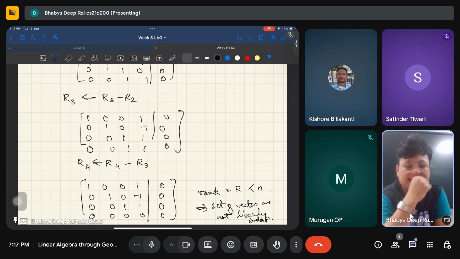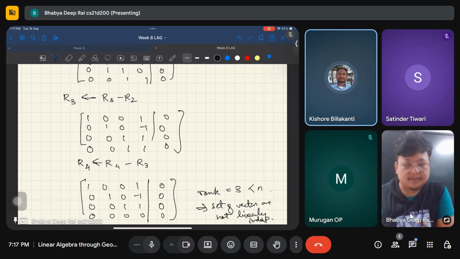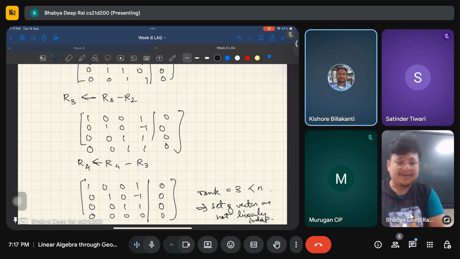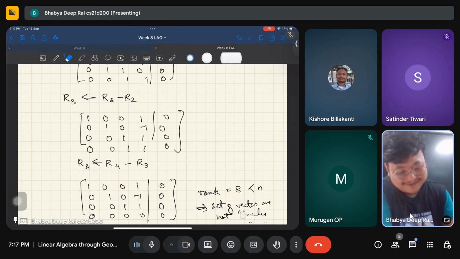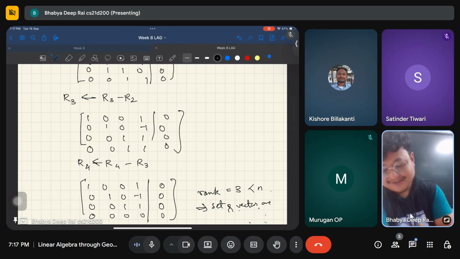But additionally, I also mean that this test tells you, when rank is less than n, that there are vectors which are linearly dependent. So can you directly write that the set of vectors is linearly dependent here itself? Yeah, you can say that. This is a bit confusing. Yeah, I agree. So instead of saying not linearly independent, we say the vectors are linearly dependent.